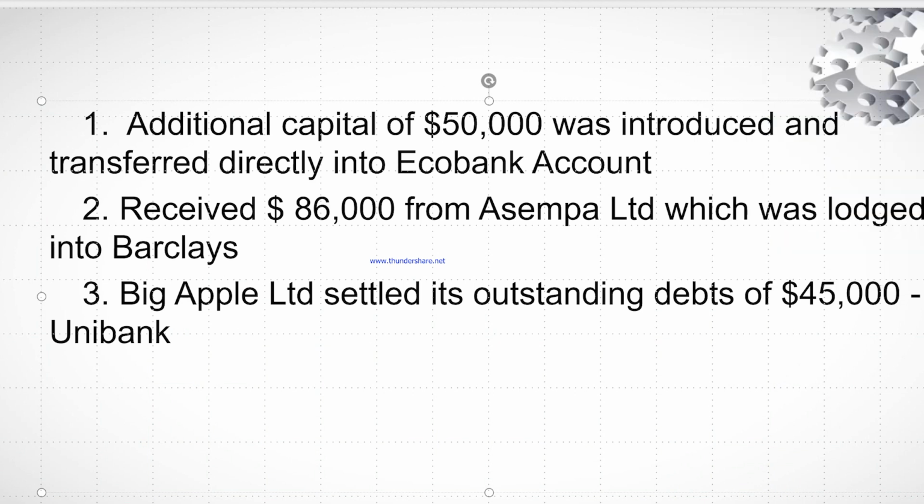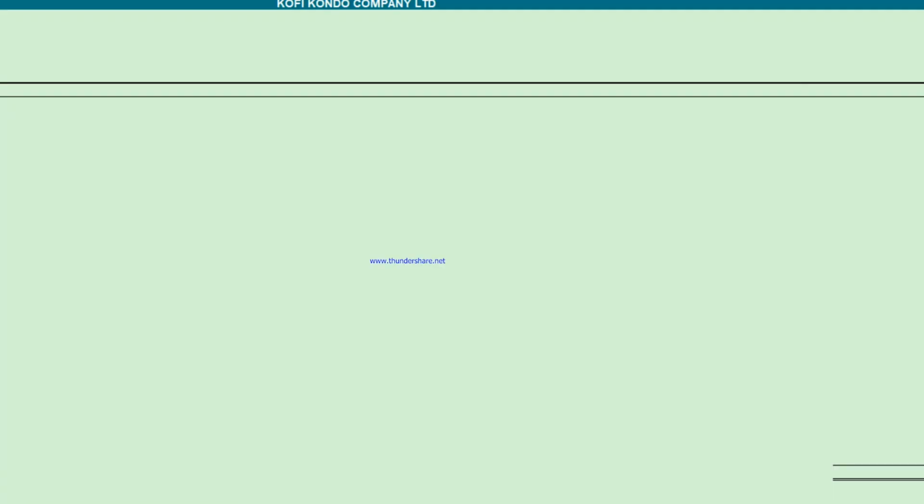And our next transaction is: received $86,000 from Asempa Limited, which was lodged in Barclays Bank, also known as AXA. So Asempa happens to be a debtor. If we don't have Asempa, we have to create the Asempa account, or we can simply put it under our sundry debtors. But normally you can name all your debtors. So sundry debtors becomes a group. Then you name all your debtors. So all those owing you, like Asempa, you can create their names as ledgers. Then you record all their transactions.